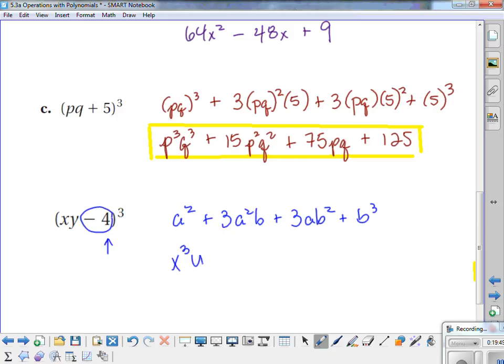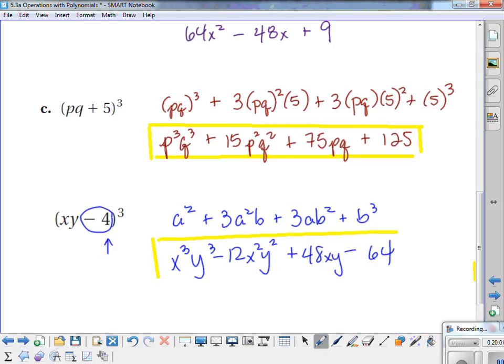So you should end up with x cubed y cubed minus 12x squared y squared plus 48xy minus 64. Okay? So I think most of you were getting that. It was just the signs were confusing you a little bit. So, all right. That's it for today.